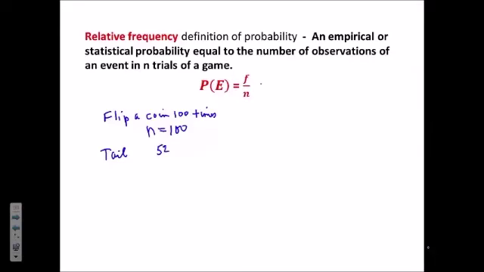Well, we would say the relative frequency of tails, or the probability of tails, is equal to the frequency over n. The frequency of tails was 52 out of n equals 100 trials, or 52%. And that might indicate to you, well, it's probably a fair coin because we came out to be close to 50%, which is what you would expect from a fair coin.